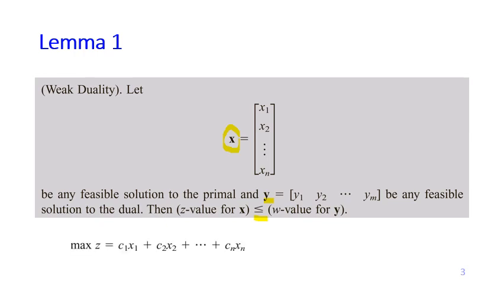In other words, when we compute z equals c1 x1 plus c2 x2 up to cn xn, the value of this z must always be less than or equal to the value of w, which is computed in the dual as b1 y1 plus b2 y2 up to bm ym. So let's see the proof. This is the primal and this is the dual.